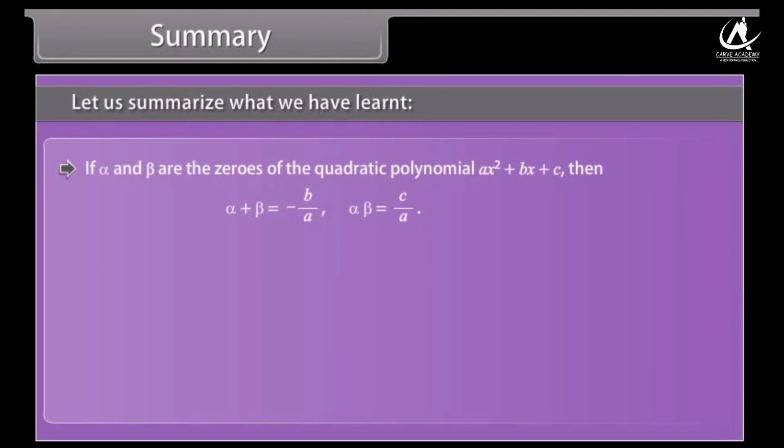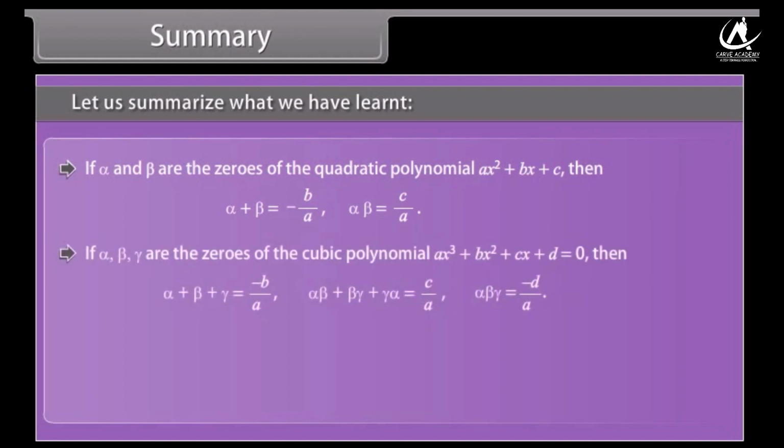If alpha and beta are the zeros of the quadratic polynomial ax squared plus bx plus c, then alpha plus beta is equal to minus b upon a, and alpha beta is equal to c upon a. If alpha, beta, gamma are the zeros of the cubic polynomial ax cubed plus bx squared plus cx plus d equal to 0, then alpha plus beta plus gamma is equal to minus b upon a, alpha beta plus beta gamma plus gamma alpha is equal to c upon a, and alpha beta gamma is equal to minus d upon a.